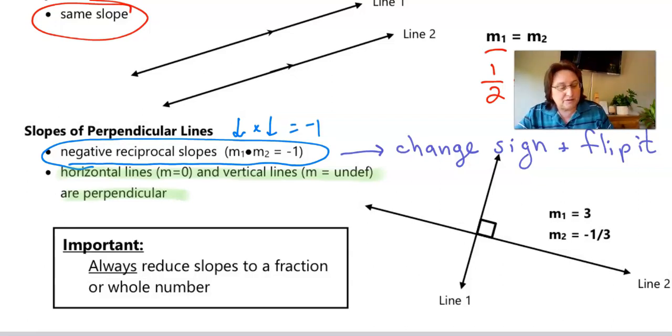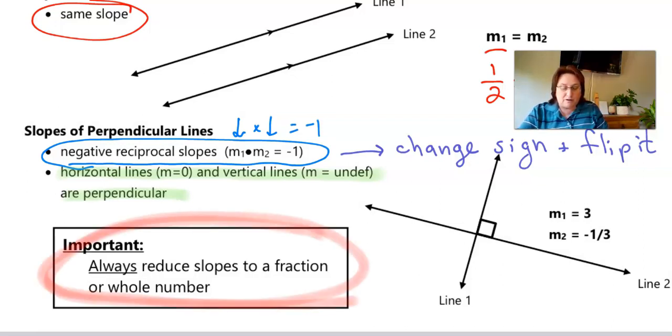Okay, something else that I want to point out to you guys: always, always, always reduce your slopes to a fraction or a whole number. Reduce your slopes. So if I come over here and I look at the example that's in this picture, I've got that the slope of line 1 is a +3.